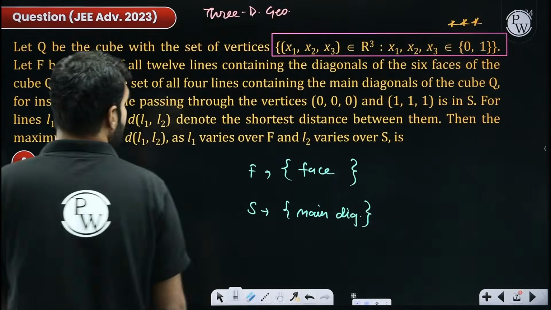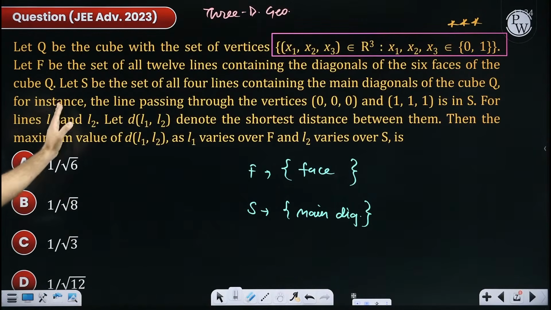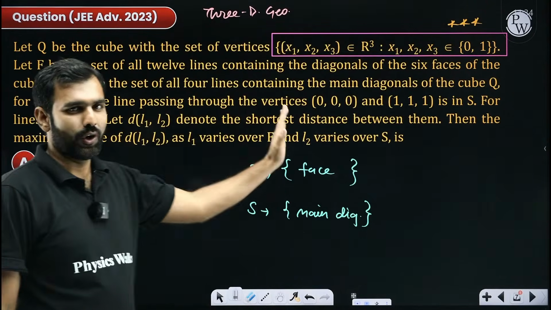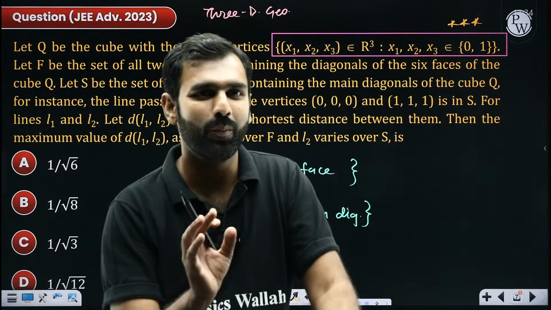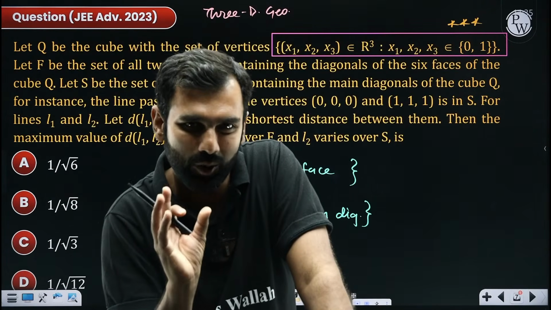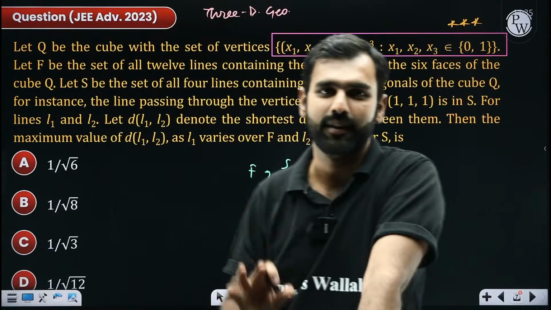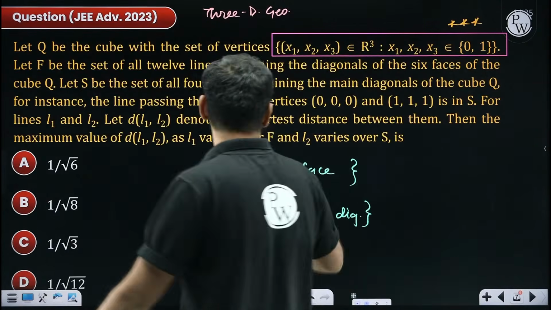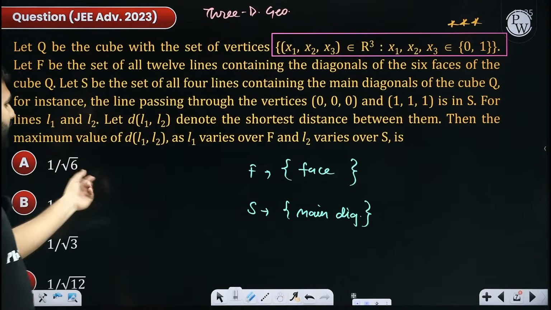Pay attention to this. For lines L1 and L2, let D(L1, L2) denote the shortest distance. So the moment you study shortest distance, what comes to your brain, students? I hope you got this. Great, thank you so much, Kingsuk. So there, the maximum value of D(L1, L2).